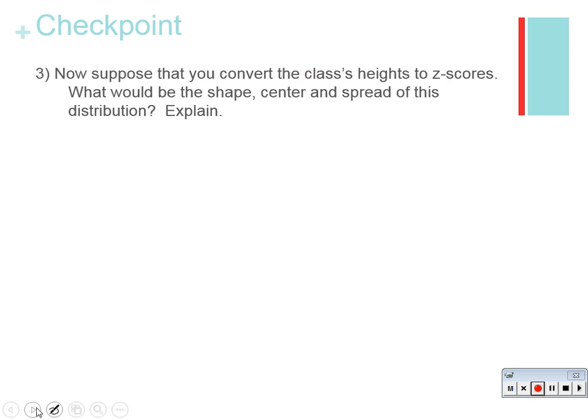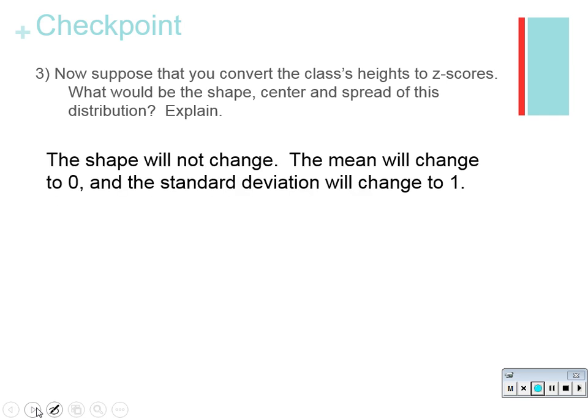Question number 3 says, now suppose that you convert the class heights to z-scores. What would be the shape, center, and spread of this distribution? So keep this in mind with z-scores. You might want to make a special note of this somewhere, because this is very important. It's going to come up in a lot of different things we're going to do moving forward.